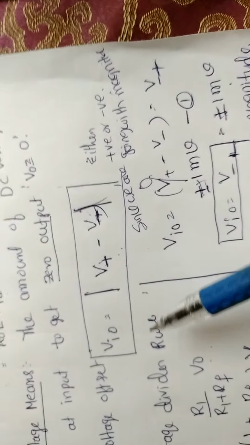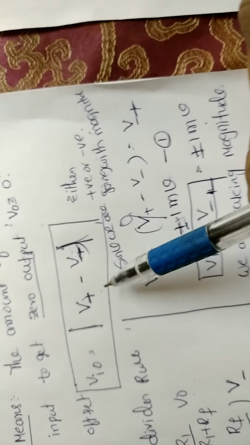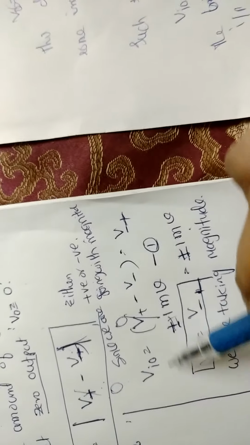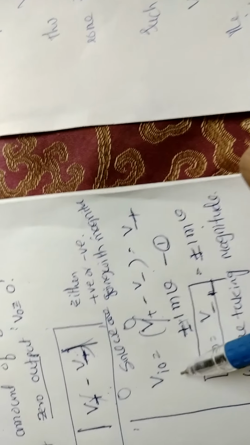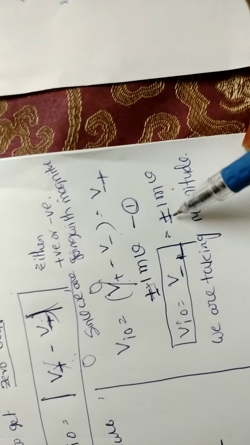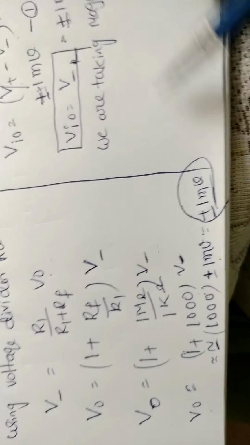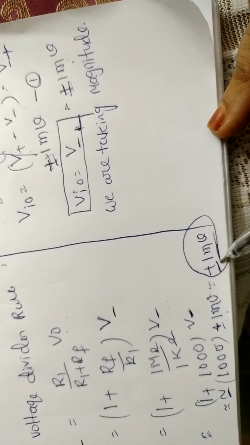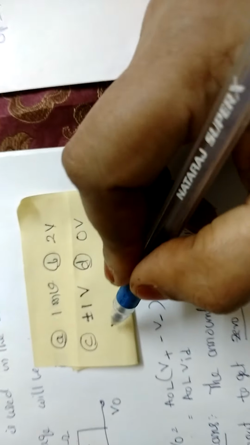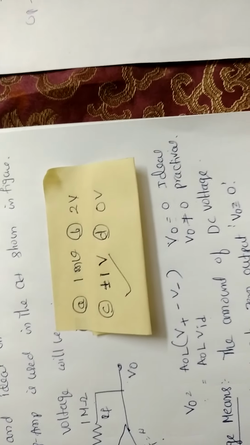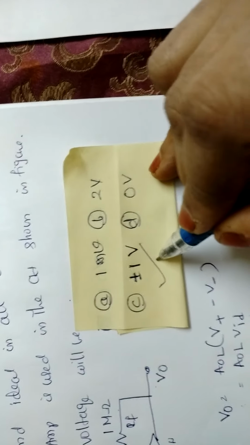If you know the input offset voltage formula, V plus is 0 and V minus is 1 millivolt. Since we are considering it as a magnitude term, VIO, the input offset voltage, is 0 minus V in. So the input voltage is approximately equal to V minus, that is plus or minus 1 millivolt. You substitute the 1 millivolt here. You are always considering the magnitude term, that is plus or minus 1 millivolt. So V0 equals plus or minus 1 volt. The right option for this question is C, plus or minus 1 volt. Thank you.